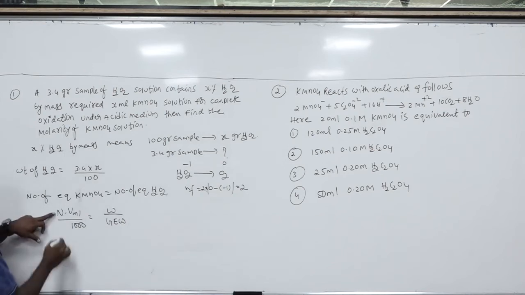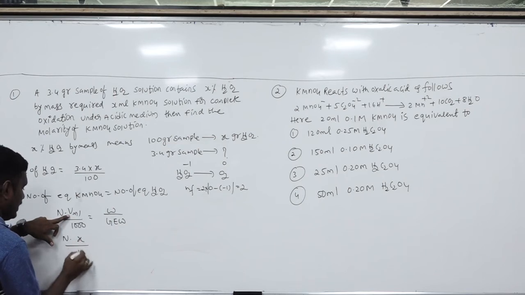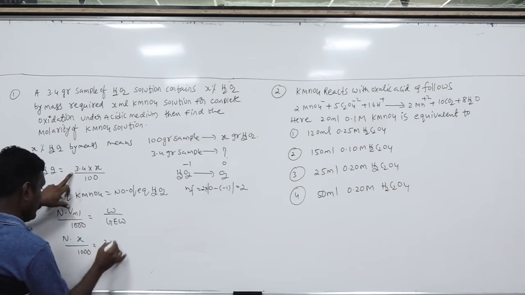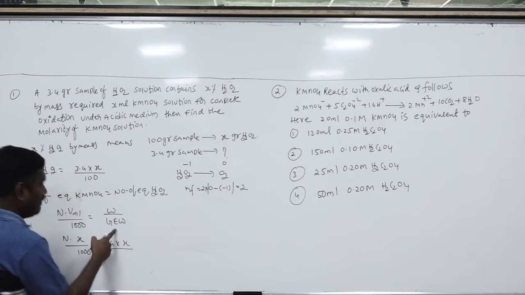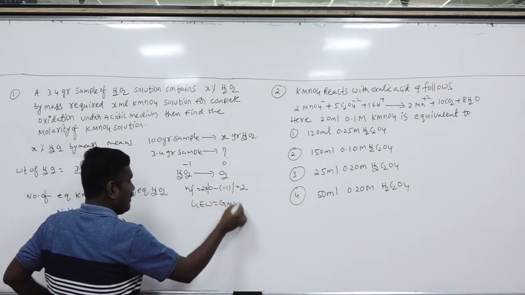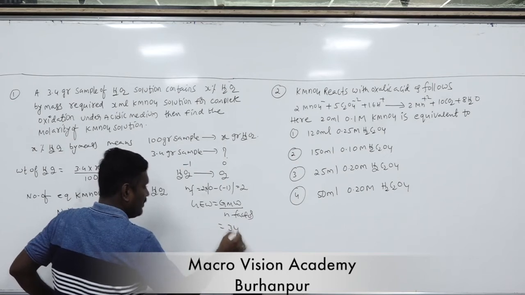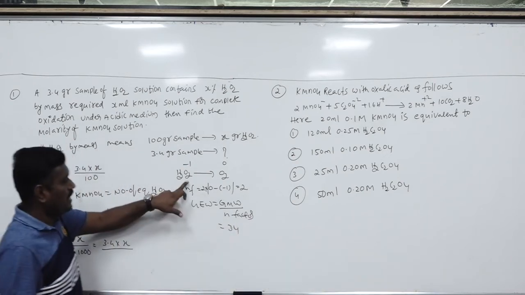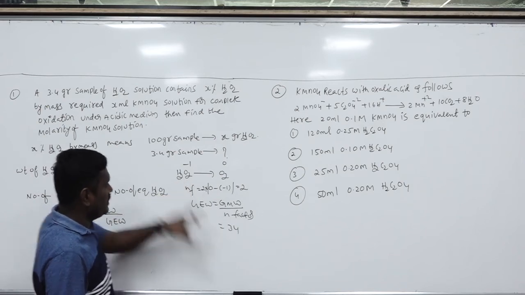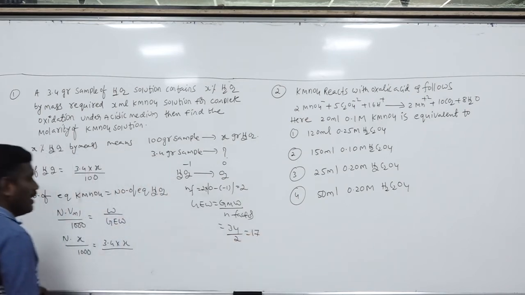Now what is the normality? That is to be found out. The volume is X mL by 1000 equals the weight of the H2O2, 3.4 into X, by gram equivalent weight. Gram equivalent weight is equal to gram molecular weight upon n factor. What is the molecular weight of H2O2? 34, because the molar mass of H2 is 2 and O2 is 32, so 32 plus 2 is 34, divided by n factor 2, that is 17. Are you getting my point?